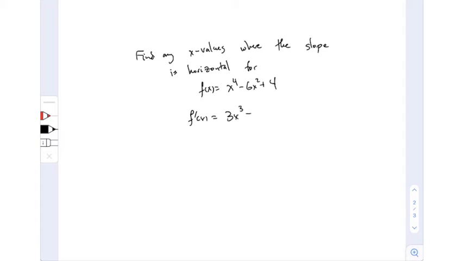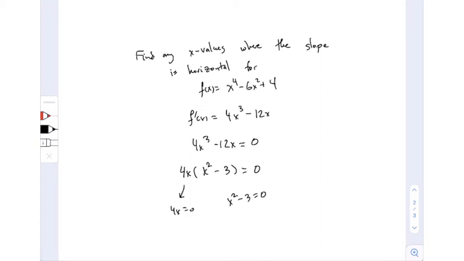4x cubed minus 12x. That's it, right? This is the derivative, which represents the slope, and I want to know when is the slope equal to zero? For which x values is this equal to zero? So I set this equal to zero, and then solve for x. And I can solve for x by factoring here. I could take out a 4x, and what remains will be x squared minus 3. And then this gives me 4x equals 0, and then x squared minus 3 equals 0, right?